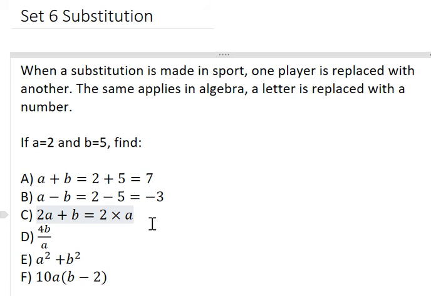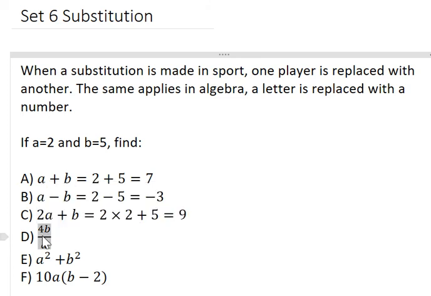So instead of 2 lots of A, I'm going to write 2 lots of 2 because A is equal to 2. So I simply change the A for the 2. And then plus B, well, we know that B is 5, so plus 5. Now, again, you can work this out because you've got numbers. 2 times 2 is 4, plus 5 gives us 9. Multiplication before addition. That's our BODMAS. Remember that one?